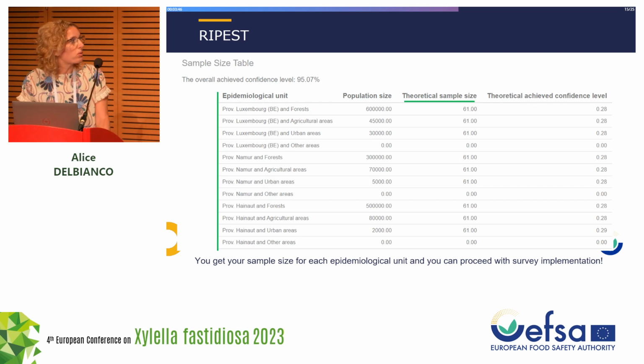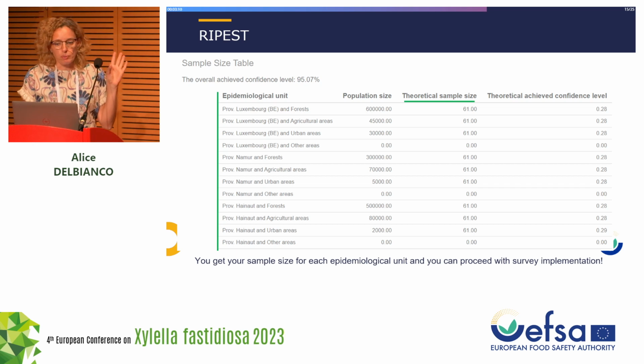So RIPEST will calculate the sample size, and here I get my theoretical sample size, so the number of inspection units that I need to sample in the field and test in the lab for each epidemiological unit. At this point, we have our numbers, and we can go for the survey implementation. So I can go in the field, take my samples, test them in the lab, and get the results.